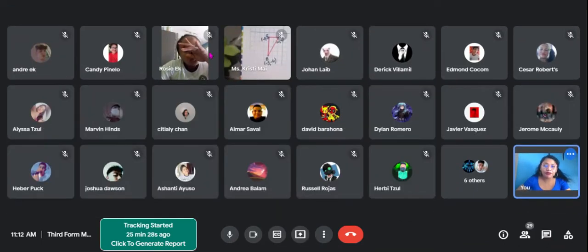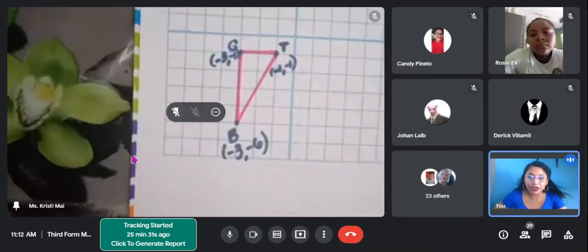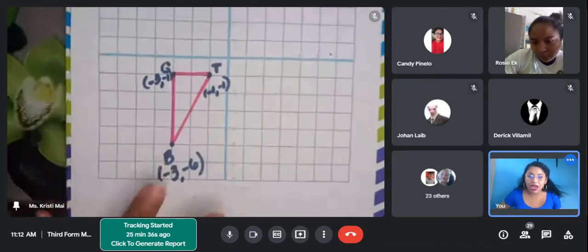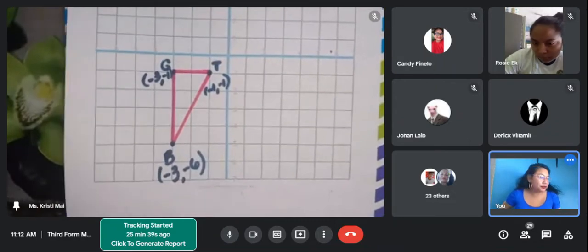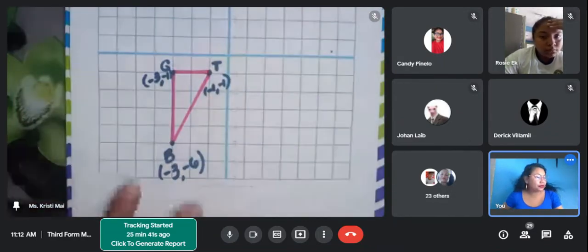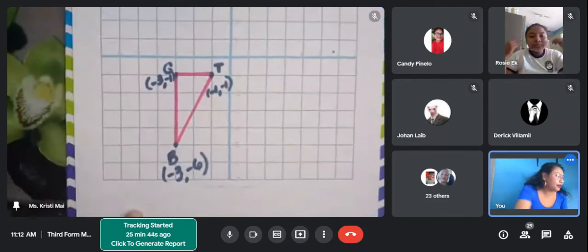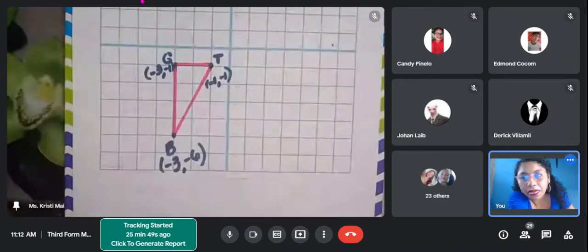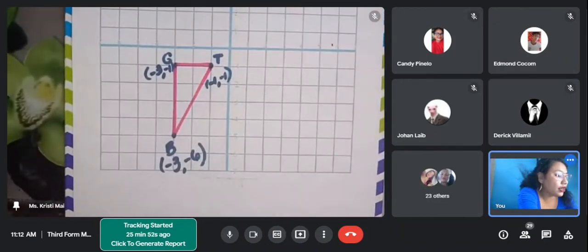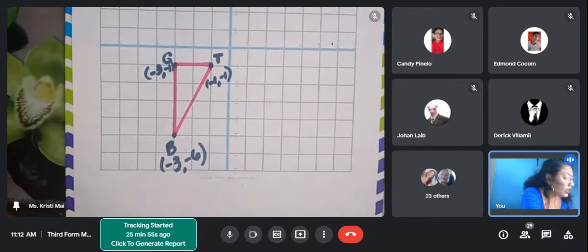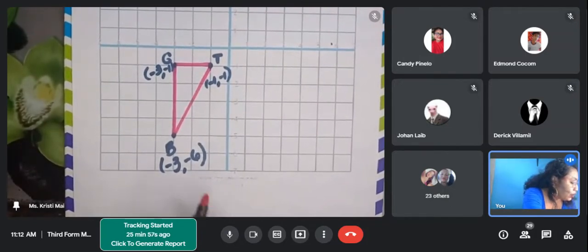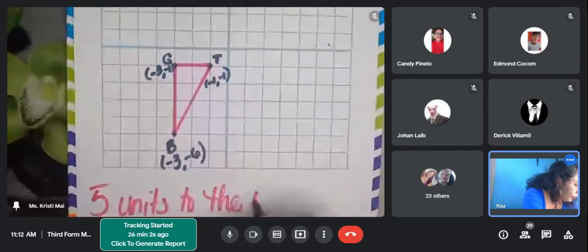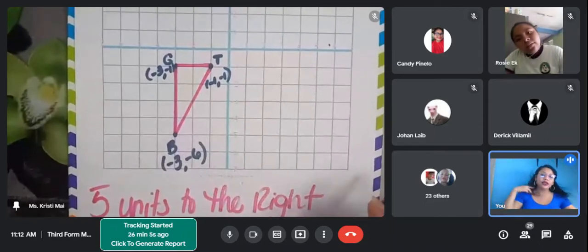I would like for you guys to find my second screen, pin that to your screen. And you should be seeing a triangle BGT. Yes? So now, this question asks for a translation that says 5 units to the right and 1 unit up.